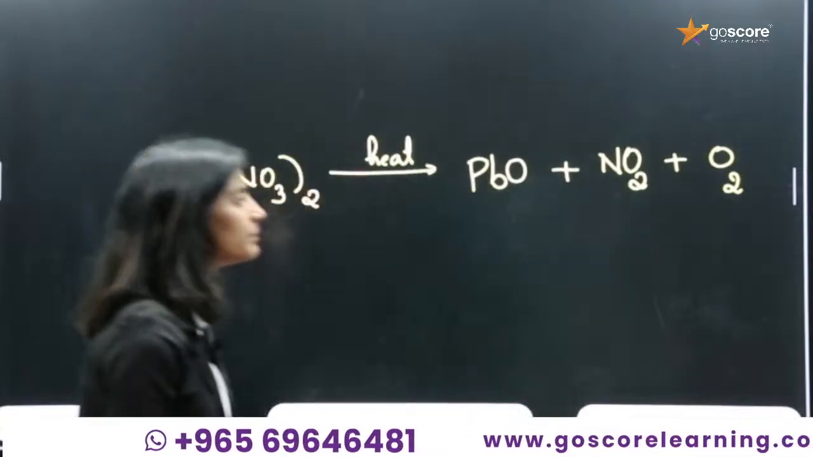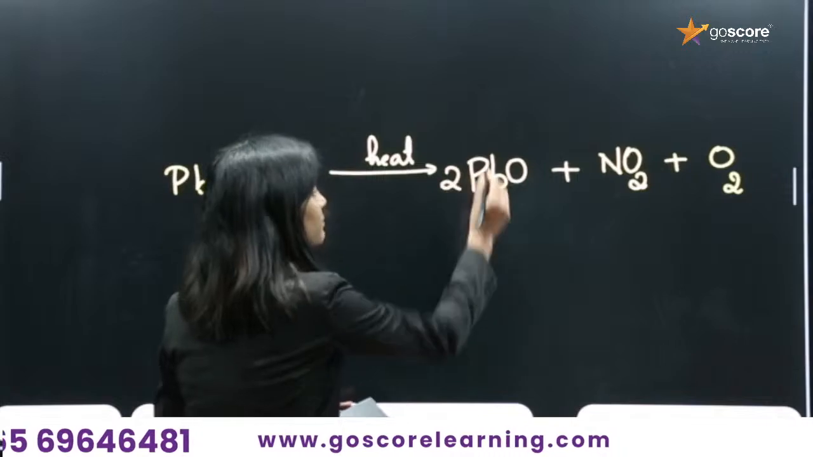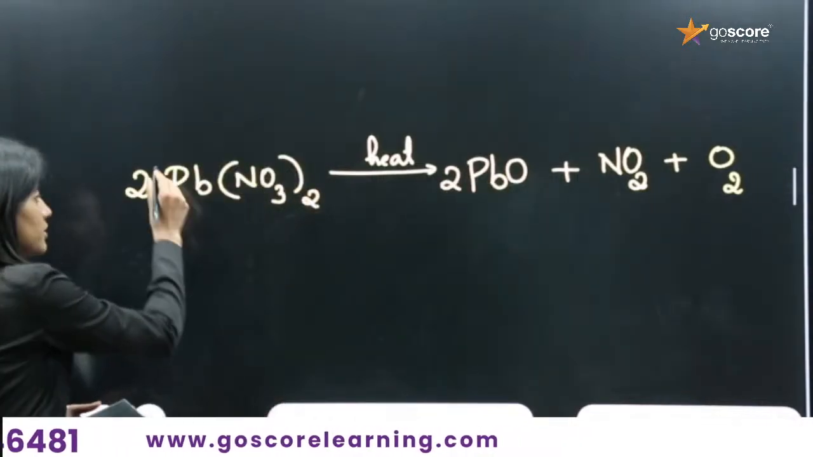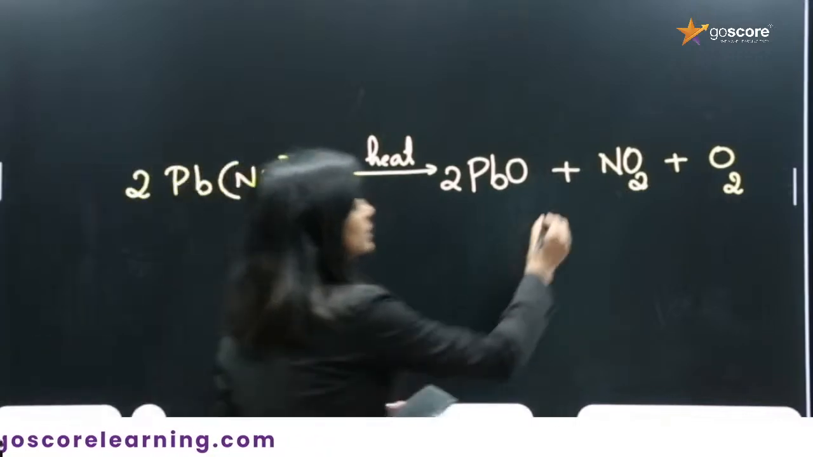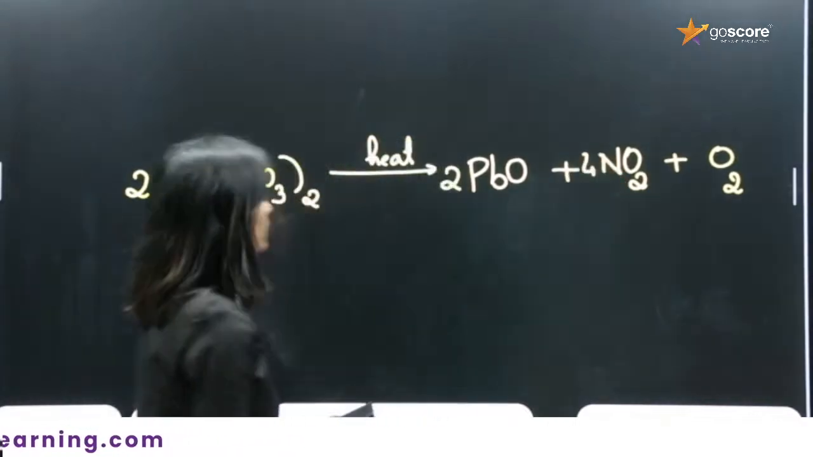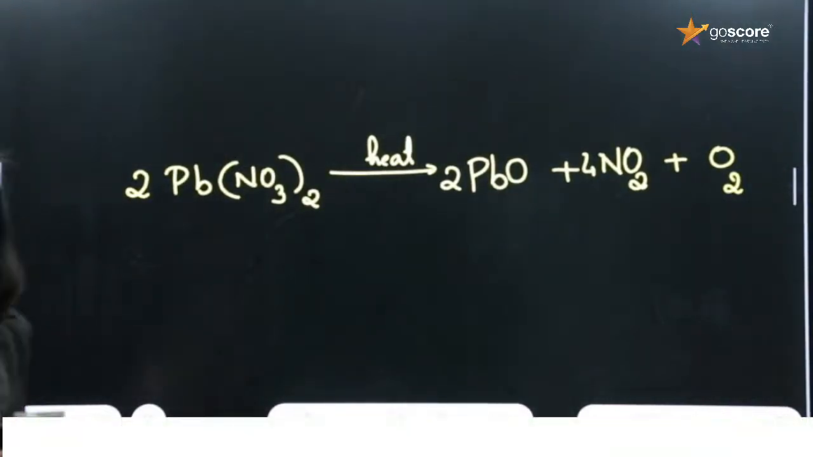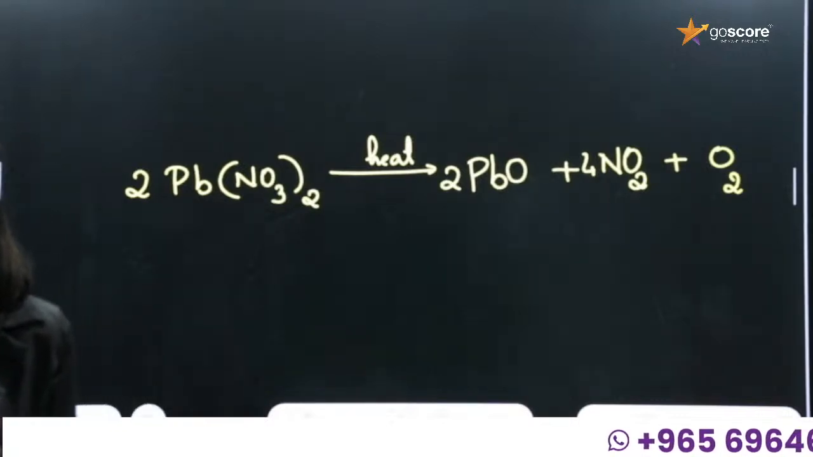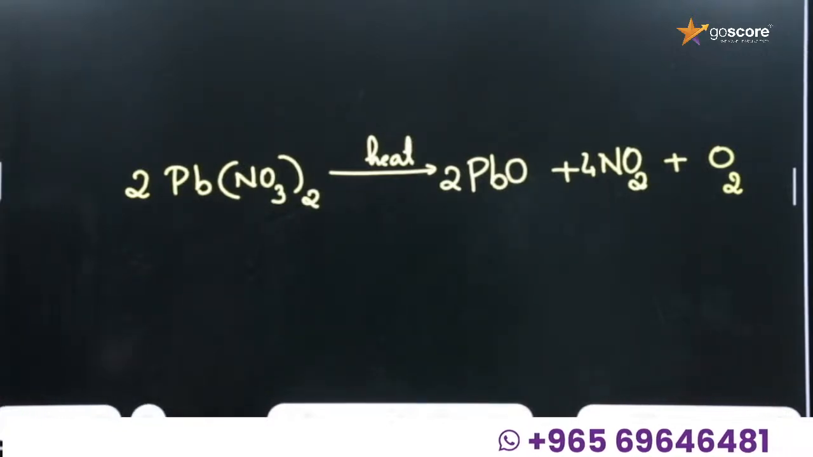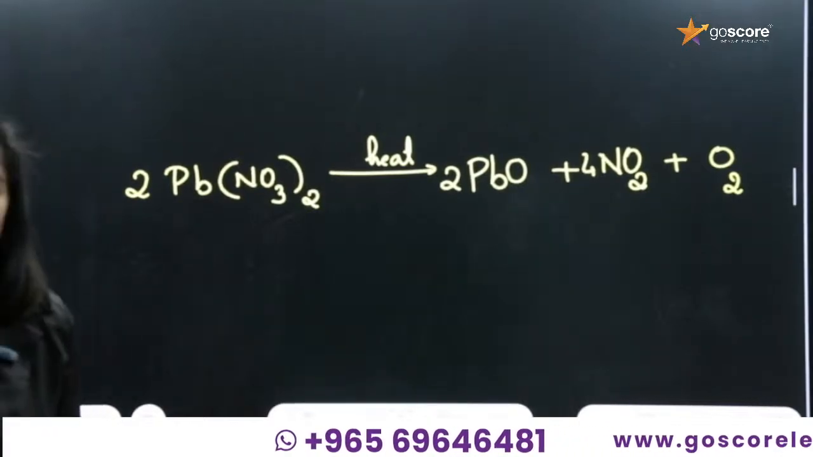So again, balancing is the most important part. So I'm going to put PbO over there, and we have 2 to 4 nitrogen over there, so 4 NO2. Okay, I hope it's already balanced. Correct? That's a balanced chemical equation that you have. Any doubts so far? No doubts, right?